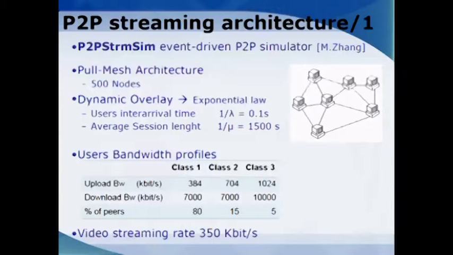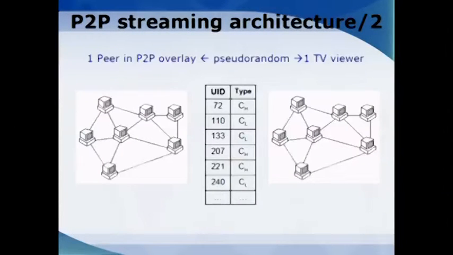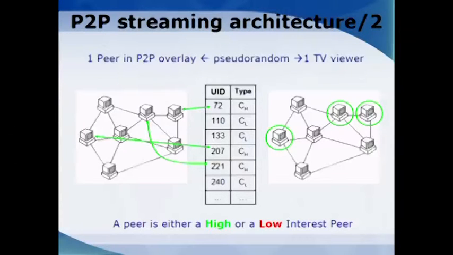I considered a heterogeneous bandwidth distribution among users, as shown in the table. Under this condition, I obtained a resource index that is greater than 1. It means that there is enough bandwidth to distribute video content to all overlay members at the desired rate. Next, I mapped every peer in the peer-to-peer overlay in a pseudo-random manner to one TV viewer in the dataset. So, a peer is either a high or a low interest peer.